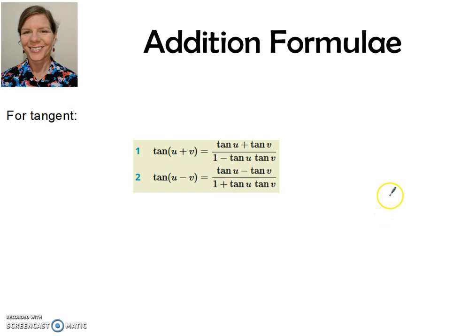Okay, tangent's slightly more complicated. We start introducing fractions, but same principle applies. You've just got a formula and you just want to substitute values in. So we've got tan of u plus v is tan u plus tan v over 1 minus tan u times tan v. And then for when you're subtracting, you just swap these signs. So positive becomes a negative, negative becomes a positive. Okay, so just making sure that you've got everything the right way around. But as I said, this usually turns up on your formula sheet, so you can always refer back to that.